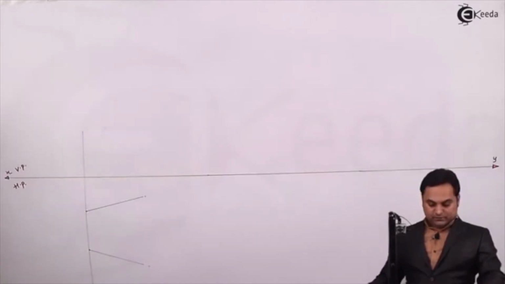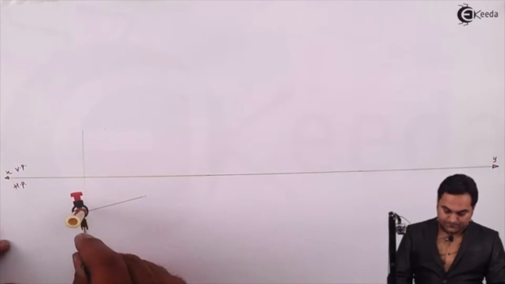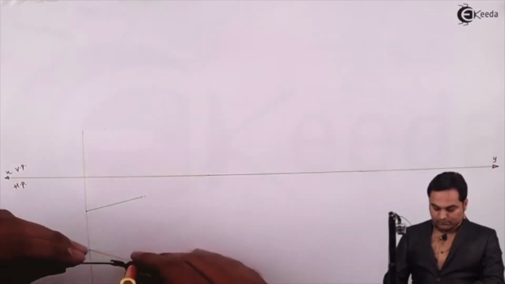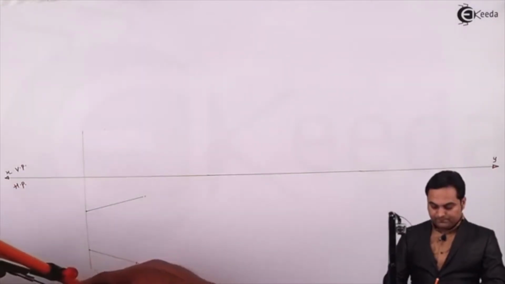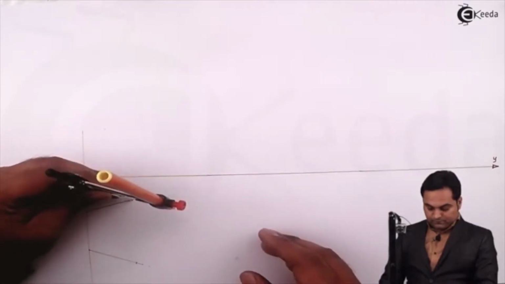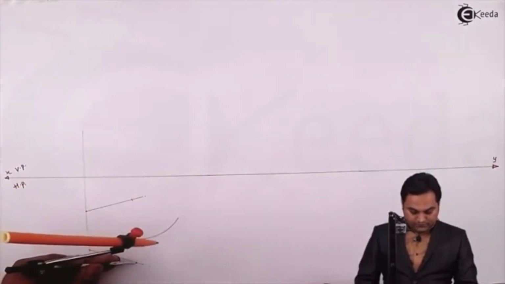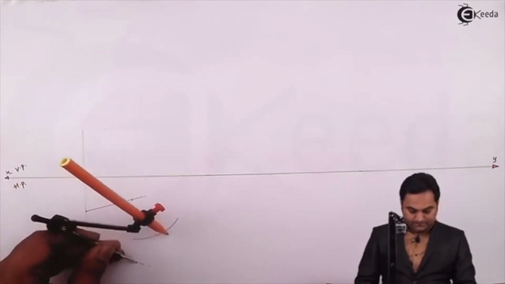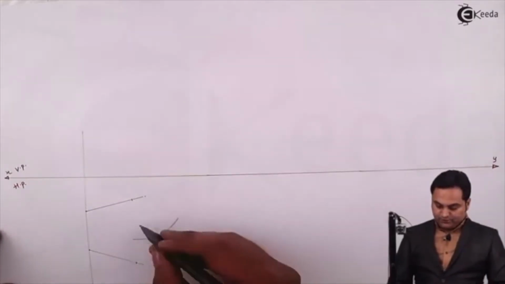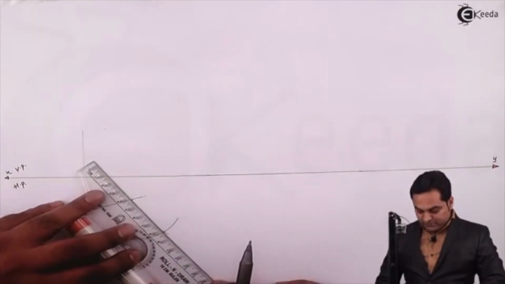Then measuring this 40 mm, plotting it over this line. Drawing a light arc, cutting it from the other side. So here is the intersection point. Then I'll join all the points in sequence.